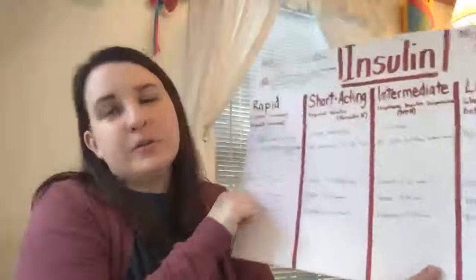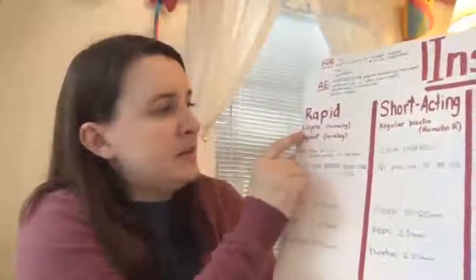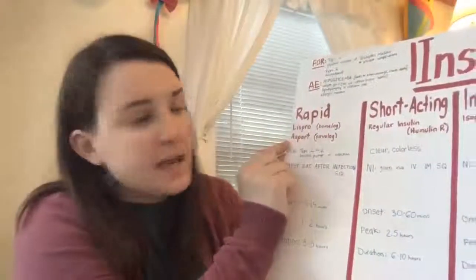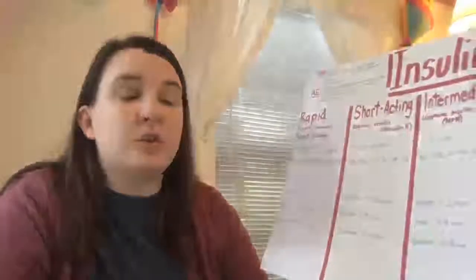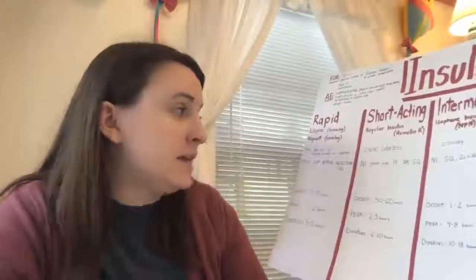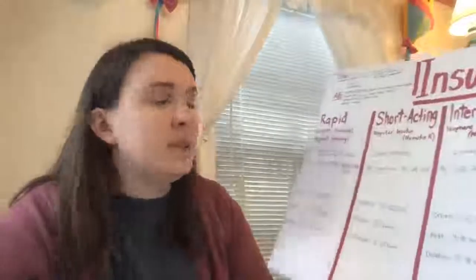So the first insulin that we're going to talk about are rapid insulins. So it would be insulin Lispro or insulin Aspart. This is Humalog and Novolog. These drugs are for type 1 or type 2 diabetes, and it can be used in an insulin pump or an injection. The patient must eat after having this injection.